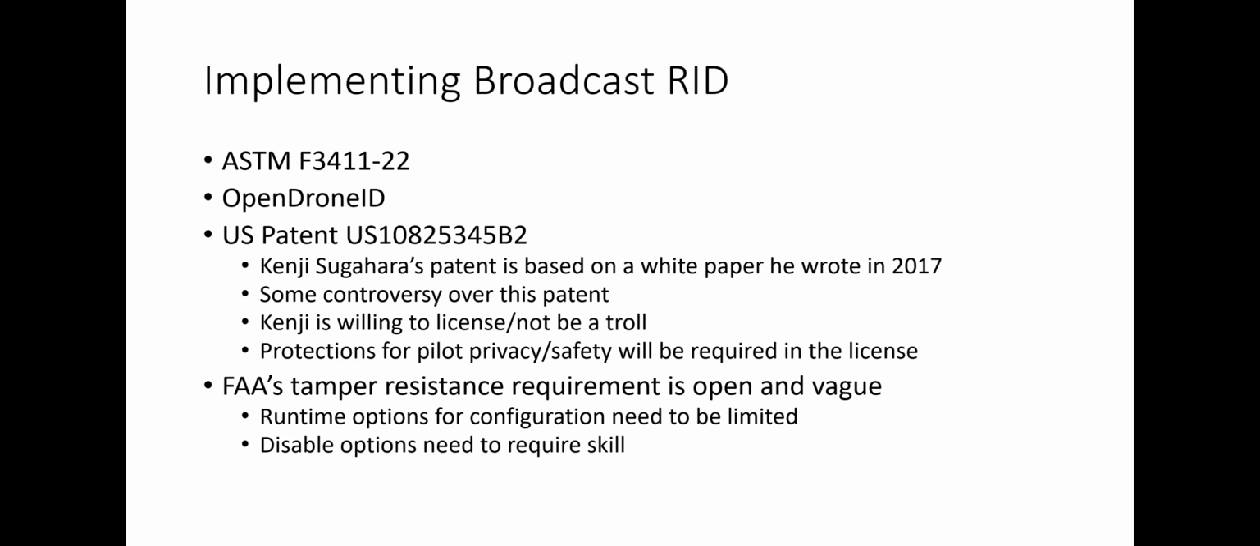So in terms of implementation of what needs to be done, we have F3411 at version 22, which is just the year. That will be what is leveraged in a lot of the means of compliance documentation and other templates, and a lot of what has been socialized with the FAA to date. Open Drone ID is basically F3411 with some extra stuff bolted in.